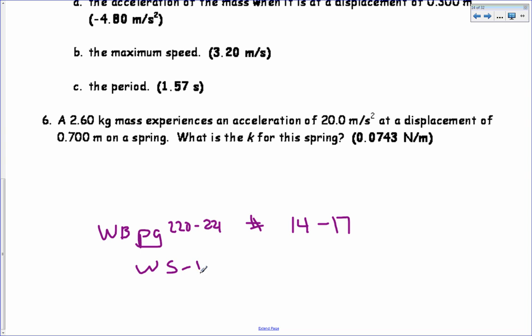And then there's a worksheet. That's going to be handed in. And you would have gotten that on Friday when you were there.